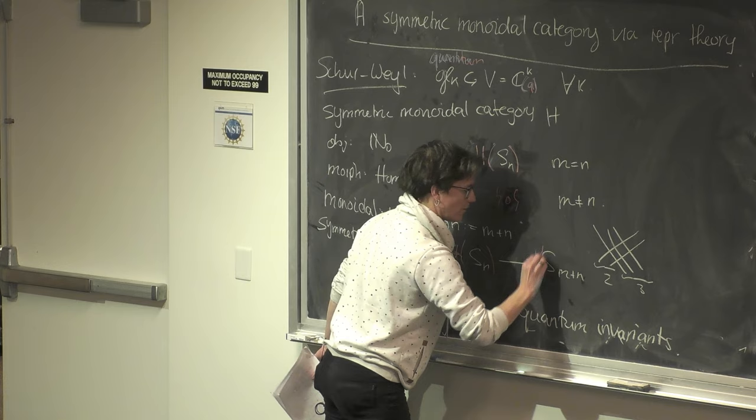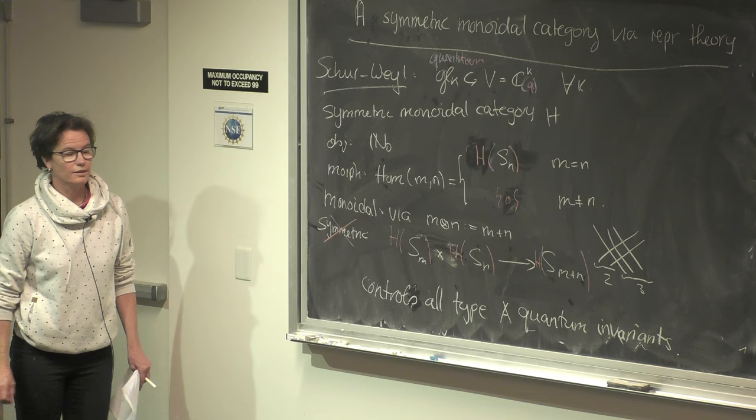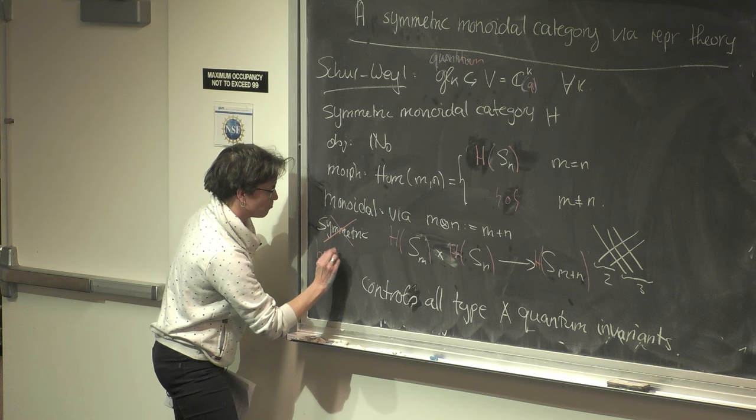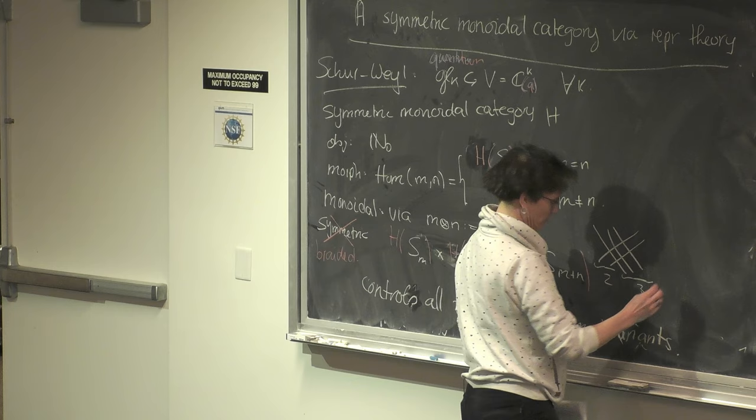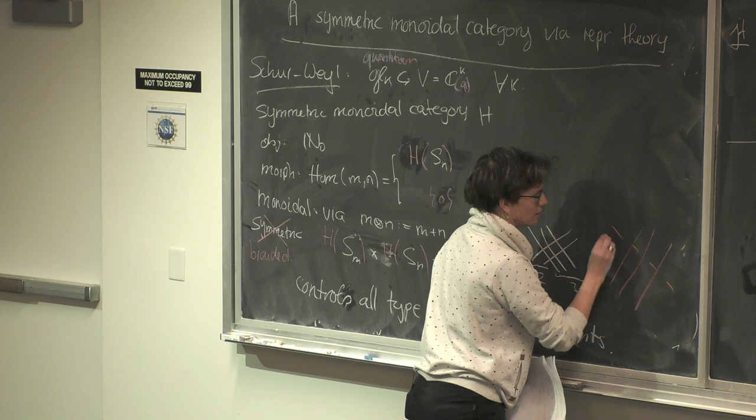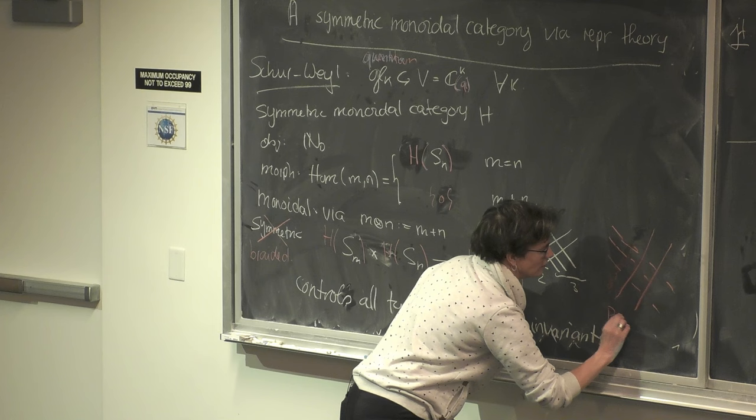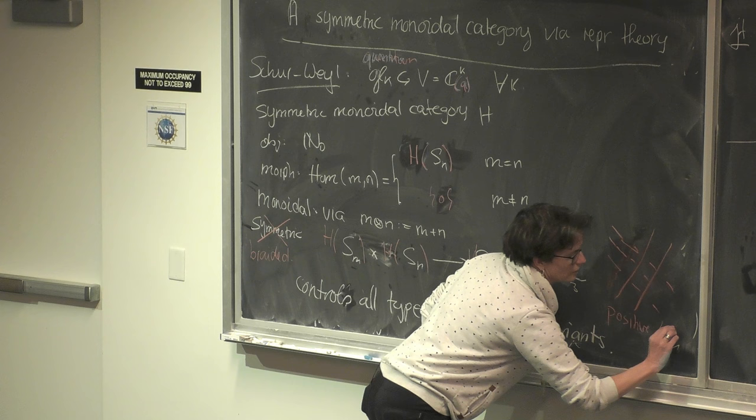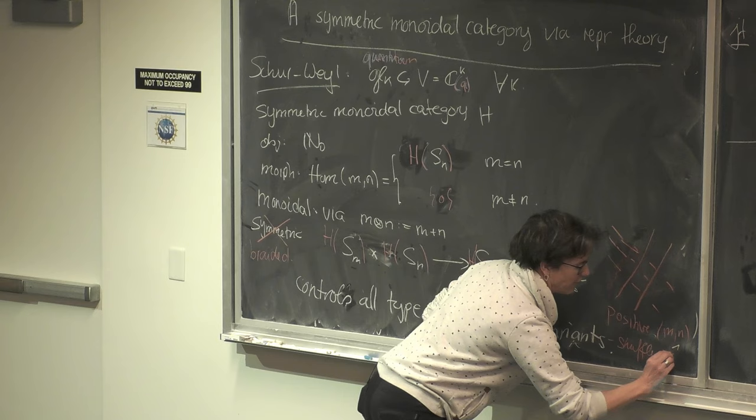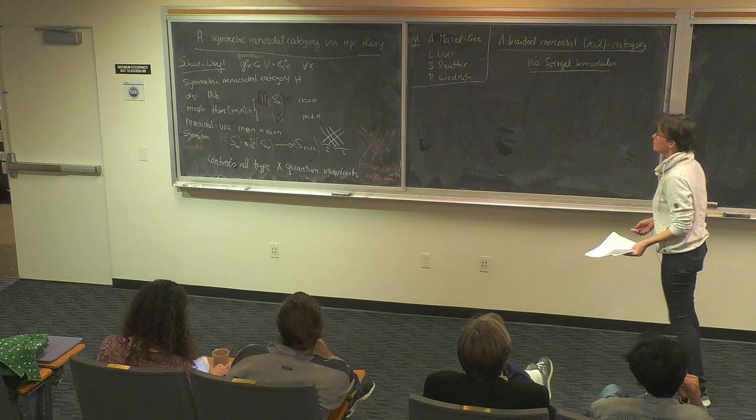That's fine. But it's not symmetric anymore. And that's the whole point why we get interesting link invariants. So it's braided. And so this picture is replaced by, I have to choose over and under crossings. And I choose it in a positive way, so this is the positive m,n shuffle braid. Okay, so that's my nice braided monoidal category.